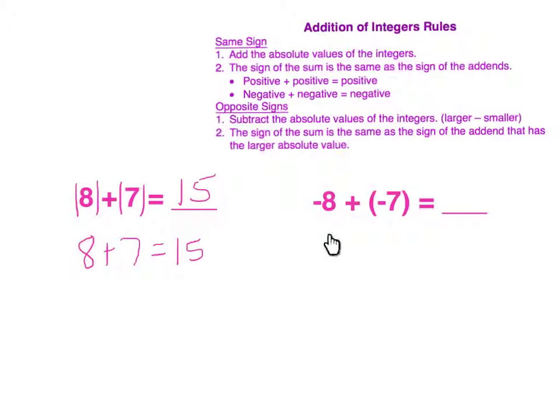Now we'll add negative 8 plus negative 7. We again start by adding the absolute values of the integers. Absolute value of negative 8 is 8. Absolute value of negative 7 is 7. 8 plus 7 is still equal to 15. The difference is that a negative plus a negative is equal to a negative. So our final answer is that negative 8 plus negative 7 is equal to negative 15.